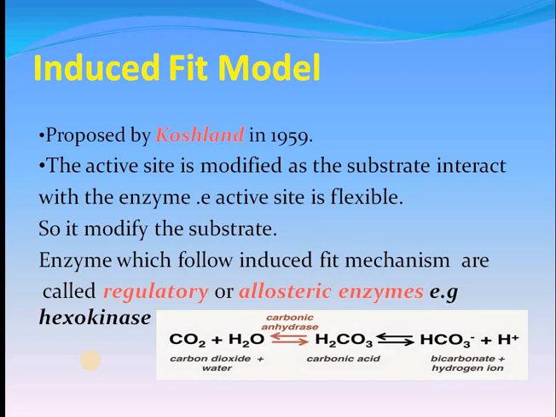And here is also the example of carbonic anhydrase. Carbonic anhydrase is an enzyme which is found in red blood cells, gastric and pancreatic cells that catalyzes the interconversion of carbon dioxide and carbonic acid. It also plays an important role in carbon dioxide transport in blood. Here carbon dioxide plus water, in the presence of carbonic anhydrase, is converted into carbonic acid, and then this carbonic acid is converted into bicarbonate with the release of a hydrogen ion.